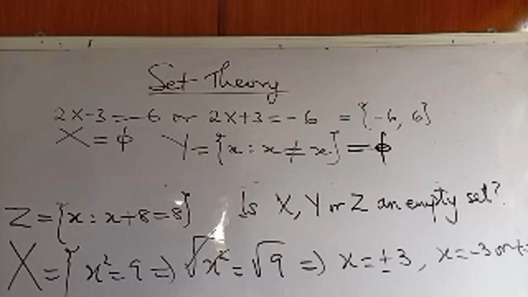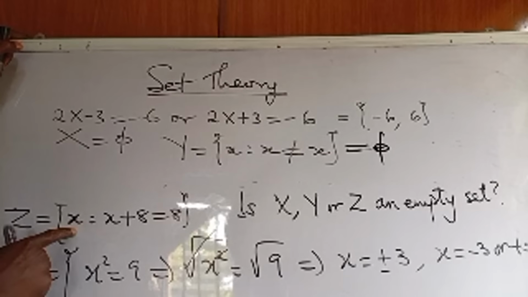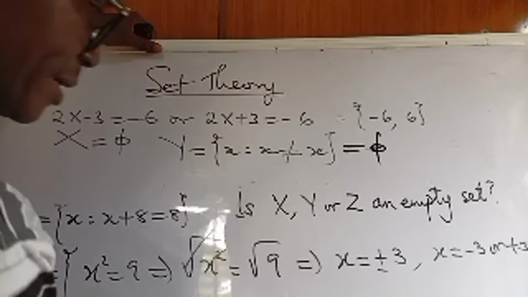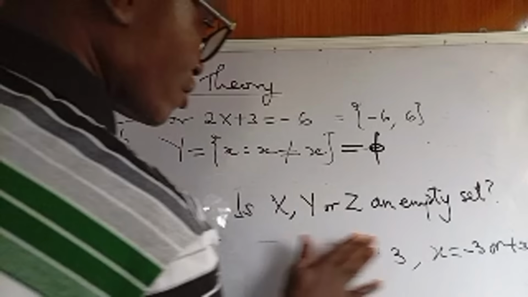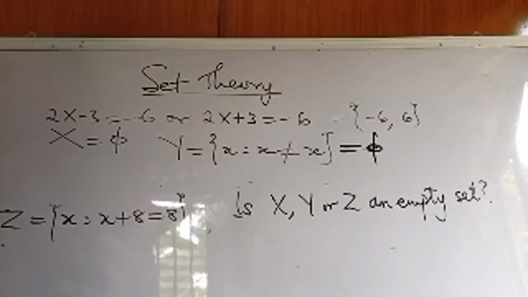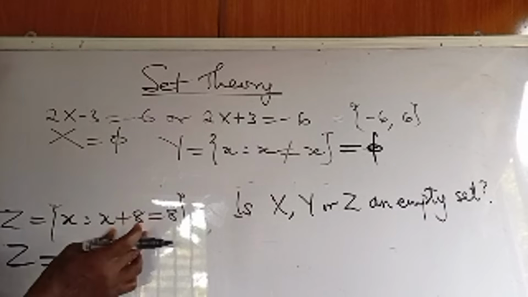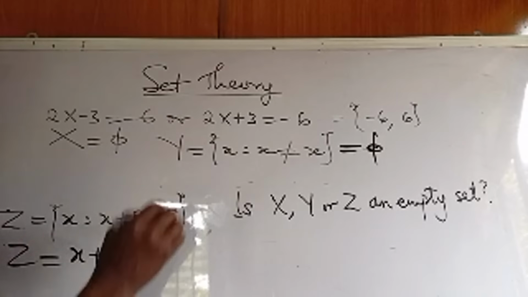Now let's look at the third question. The third question says we have a set Z such that the elements are X such that X plus 8 is equal to 8. How does that apply? Let's look at that. Z has elements, and the property here is X plus 8 equals 8.